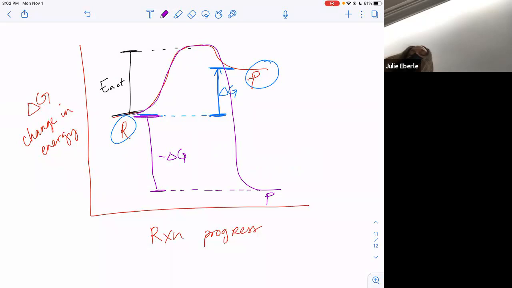Okay. So thanks for bringing this up. That was another topic from chapter 7 that was on there. It was a big one. Yeah, you'd say your products are more stable there because they're lower in energy.